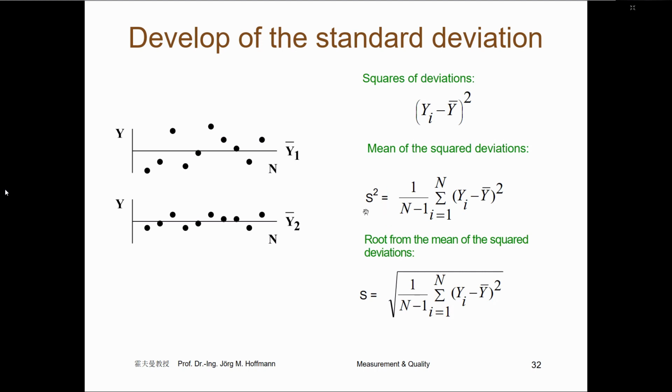The variance is already a quality parameter, but it is not so useful for us in measurement and instrumentation, because the variance has the unit of what we measure, powered by 2. And therefore we always take the root, and then you have the standard deviation. And the standard deviation has the same unit as your measurement value, what you have measured.